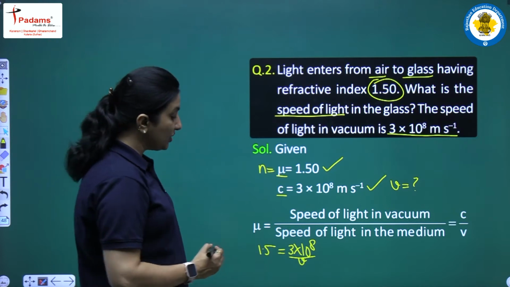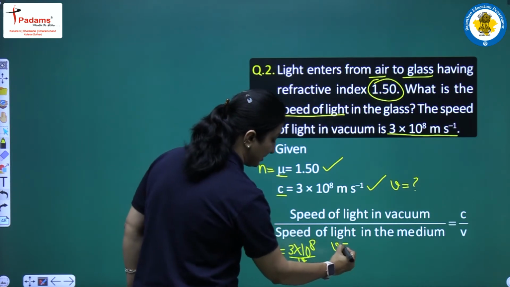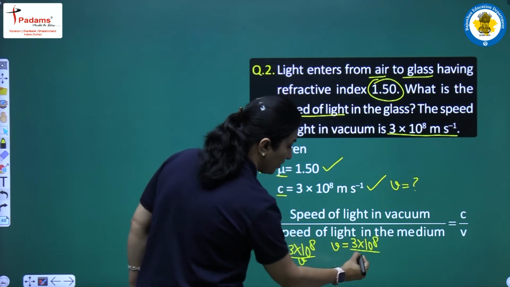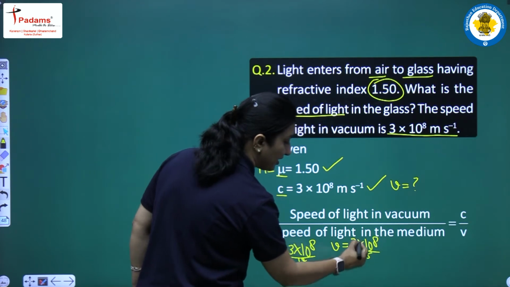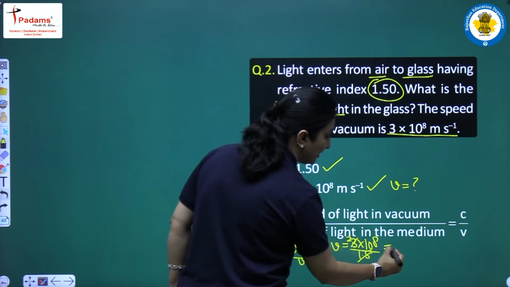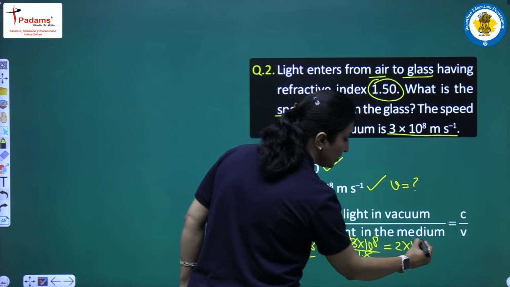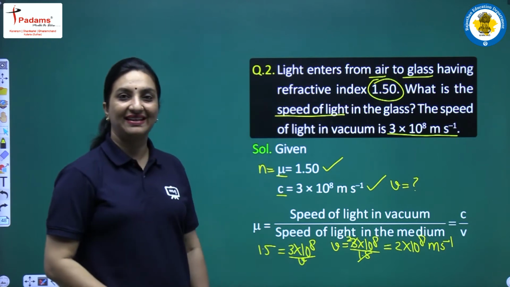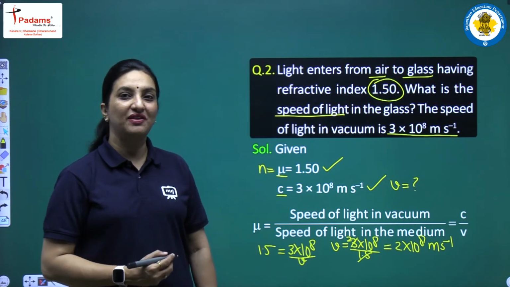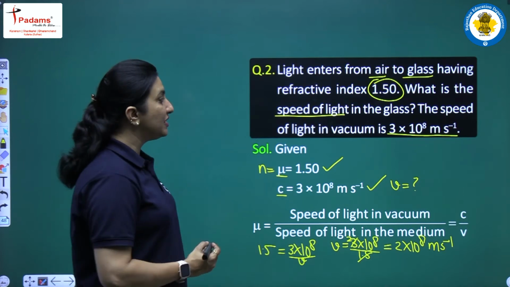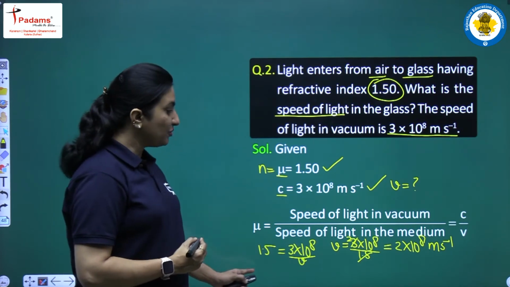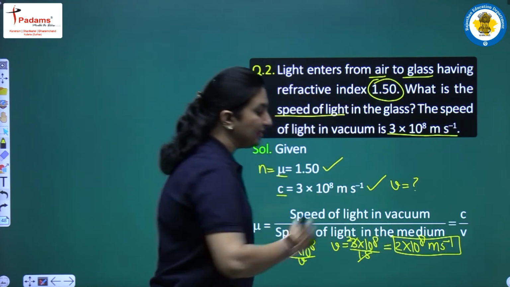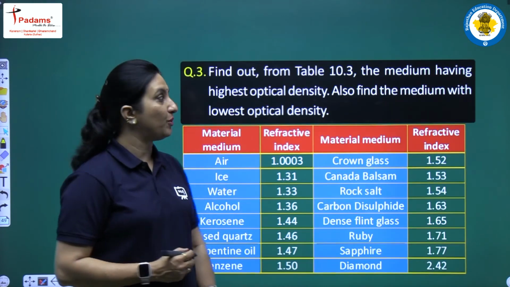So what we see here students is that V is 3 into 10 to the power 8 upon 1.5. So we can cut this and we get the speed of light as 2 into 10 to the power 8 meters per second. So we have calculated the speed of light in the medium, which is given to be glass. V comes out to be 2 into 10 to the power 8 meters per second. Let's see the next problem.